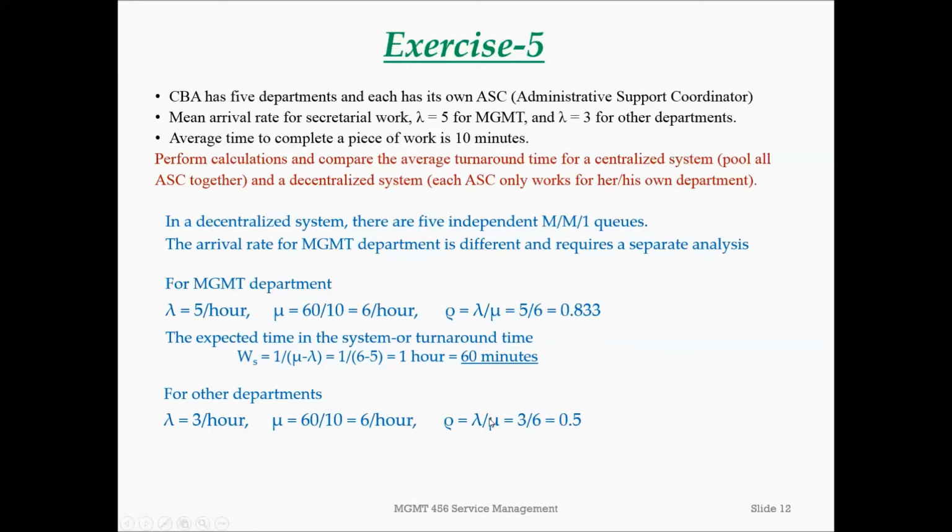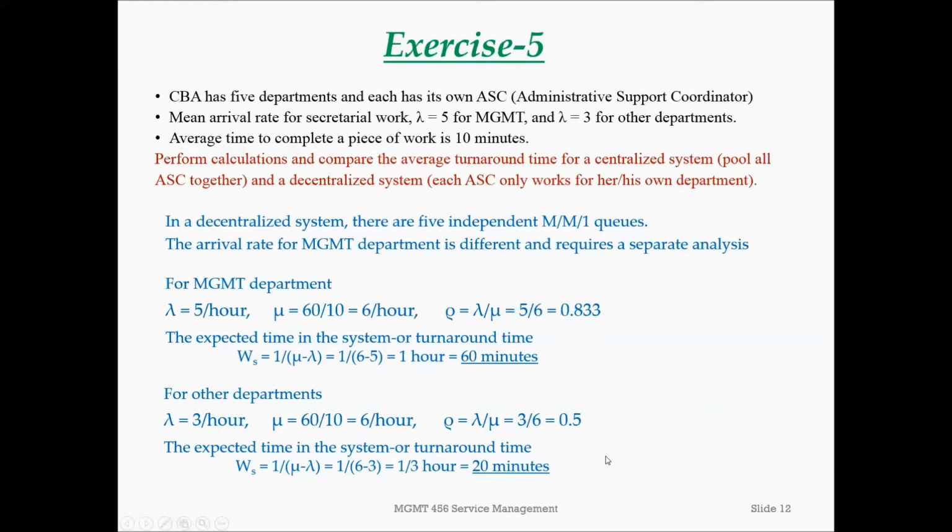Then, given all this information, we can calculate the average turnaround time, which is WS. So WS equals 1 divided by mu minus lambda, 1 divided by 6 minus 3, so 1 over 3. How do we interpret 1 over 3? Because both mu and lambda are per hour rates, 1 over 3 should be interpreted as 1/3 hour. We can convert 1/3 hour to minutes, which is 20 minutes.